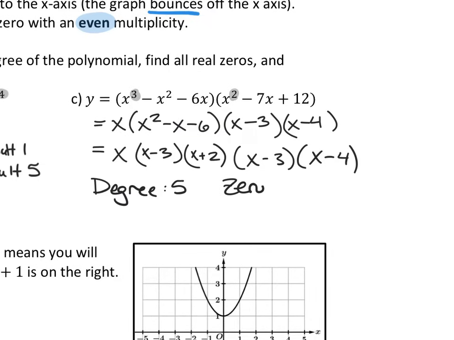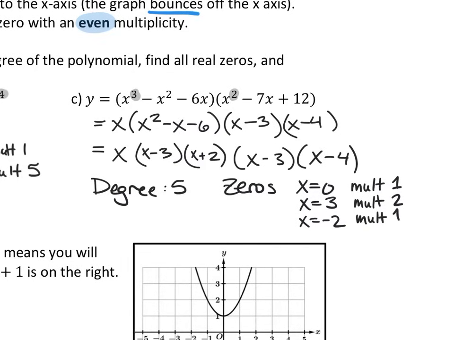The zeros here are going to be x equal to 0 with a multiplicity of how many? How many times is 0 going to be one of my solutions? Once, because x is not squared or anything. We would have x equal to, I'm just going to go in the order I see them, 3. What's the multiplicity of that one? 2. We have x equal to negative 2 with a multiplicity of, question mark, 1. And then if you can squeeze it in there, x equal to 4 with a multiplicity also of 1.